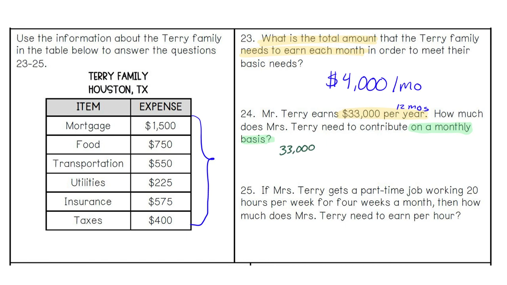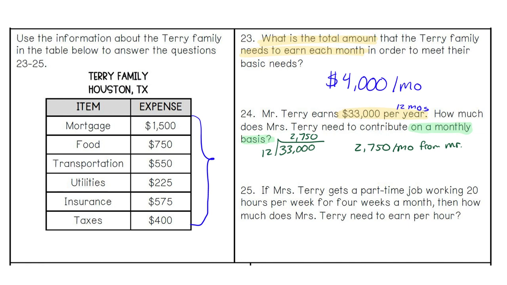Okay, so if I have $33,000 a year, I want to divide that by 12 months, right? Because I need to find out how much per month does Mr. Terry get. So if I divide that out, we get 2,750. So he has 2,750 a month from, let's say, Mr. Terry.